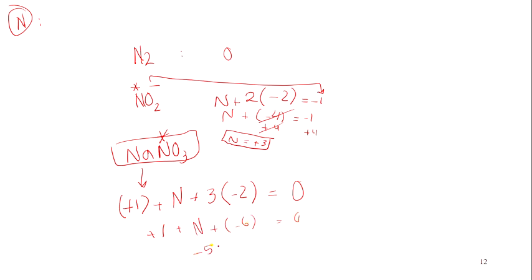-5 plus nitrogen is going to be 0. So nitrogen is plus 5. So one oxidation number is 0. One oxidation number is plus 3. One oxidation number is plus 5. So you need to know how to calculate.